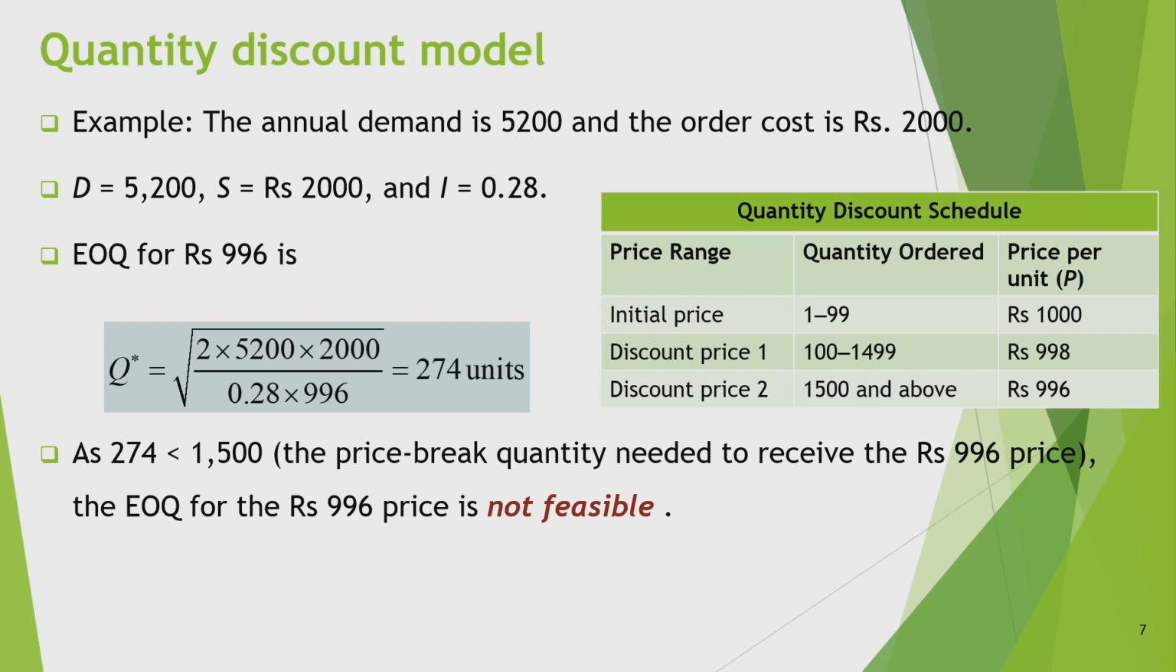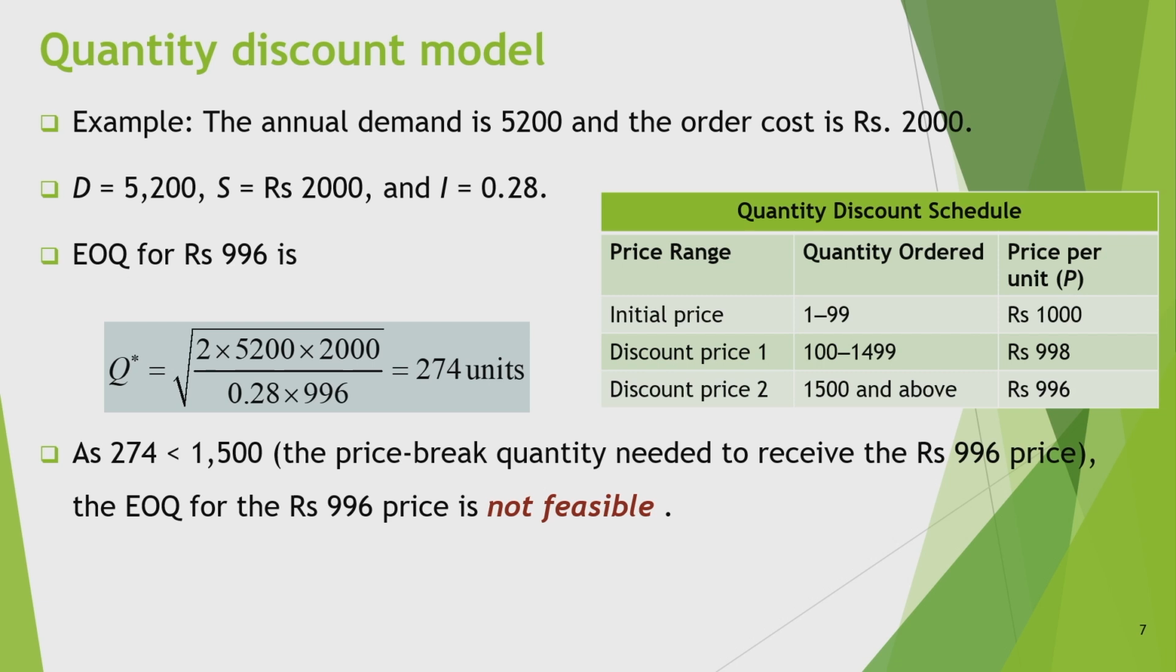Setup cost is rupees 2000 and I is equal to 0.28. That means this is the holding cost expressed as a fraction of the item cost. Suppose the item is of 1 rupee, then you have to pay 28 paisa in holding. Now, EOQ for rupees 996: suppose I have ordered the maximum quantity, so I will get the full discount.